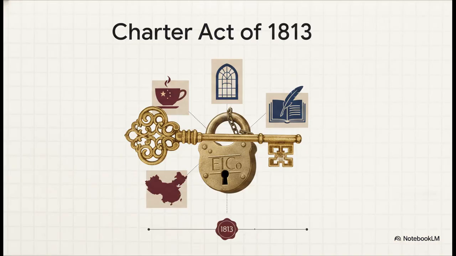Things shift drastically with the Charter Act of 1813. It finally abolished the company's general trade monopoly in India, completely opening the doors to all British merchants, although they did keep the monopoly on tea and trade with China.